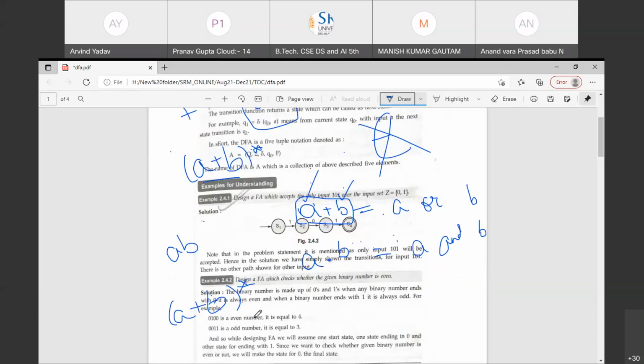Can anyone elaborate? Just try once if you are clear with the meaning of star and you are clear with the meaning of plus. What is A plus B whole star? Any one of you, just give a try once.